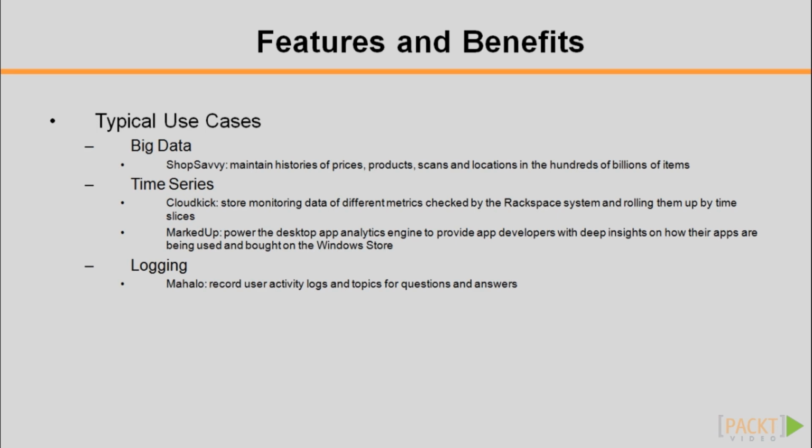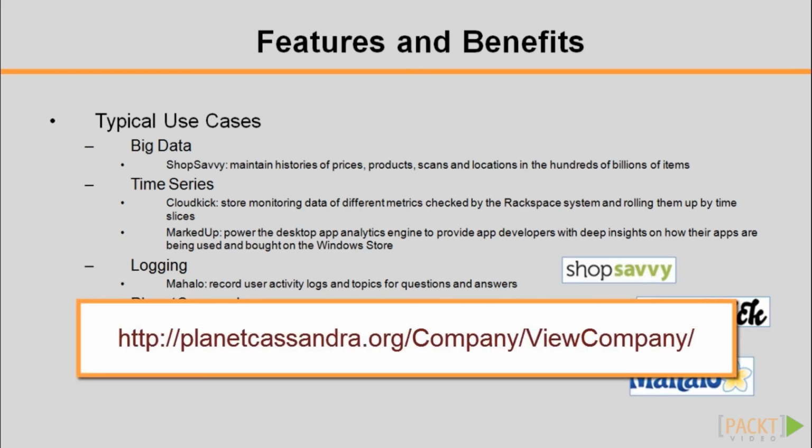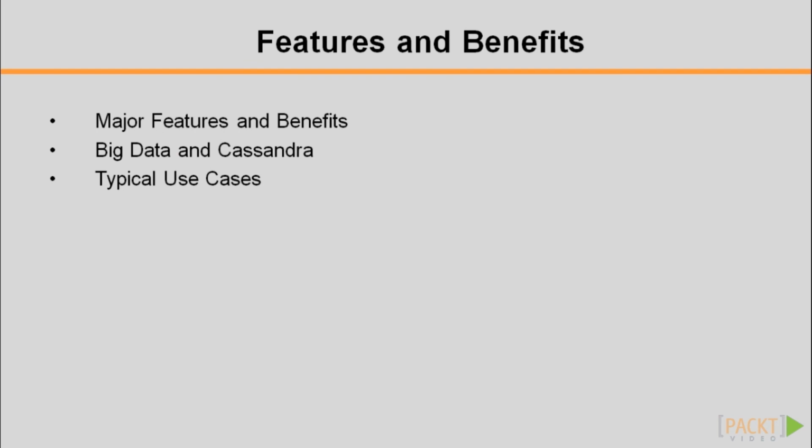Storing non-transactional log information from web applications is also a common use case to use Cassandra in production instead of a cost-effective relational database. For example, Mahalo uses Cassandra to record user activity logs and topics for questions and answers. You may visit Planet Cassandra for more references. We've looked at the features and benefits that Cassandra can provide and some of its common use cases. Now you'd know when to use it. Next, we're going to see what Cassandra is not really good at and when not to use it.